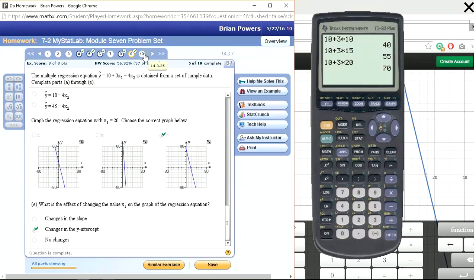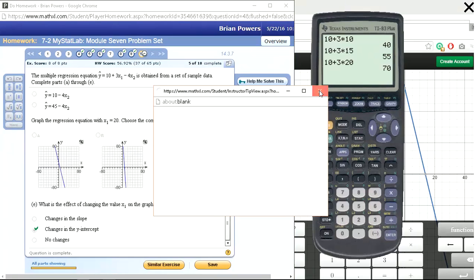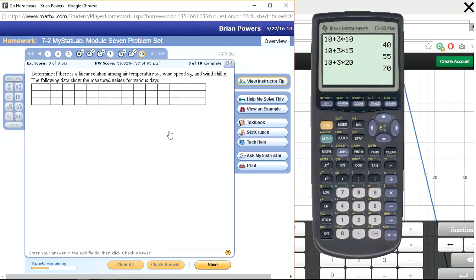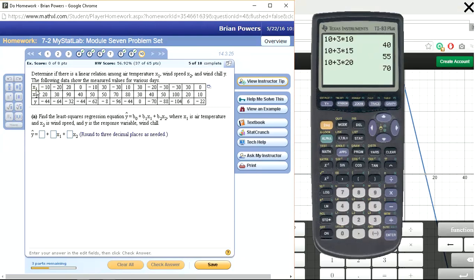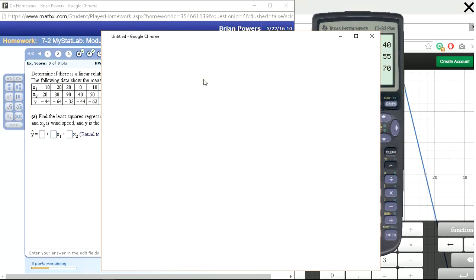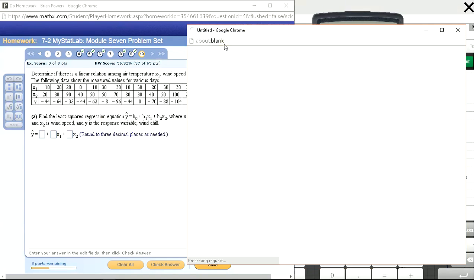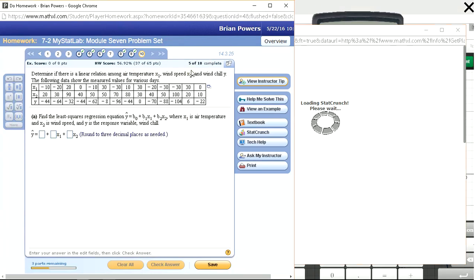Okay. All right, let's go to 10. And in 10 we're going to look at actually building a multiple linear model using StatCrunch. So they're giving us a table of data with your x1 variable, your x2 variable, and your y. So we're going to load this up in StatCrunch. So we're looking at air temperature and speed, and we're trying to predict wind chill based on those.